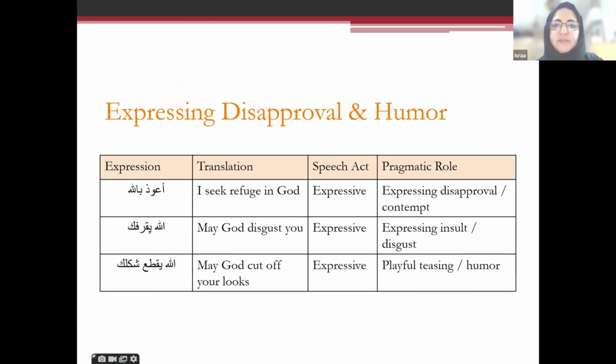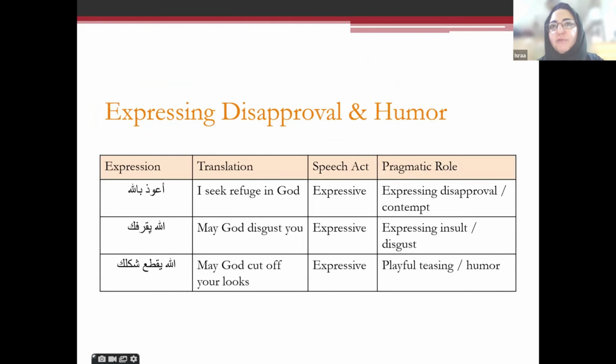Moreover, there were expressions of disapproval and humor. So I seek refuge in God. It's something that you say after you hear something bad, or may God disgust you if someone tries to disgust you. So you're giving it back, like may God disgust you too. And also you can use the same expressions for playful teasing. So as a sense of humor, you say, may God cut off your looks. I know it's weird, but yeah, we use that all the time.